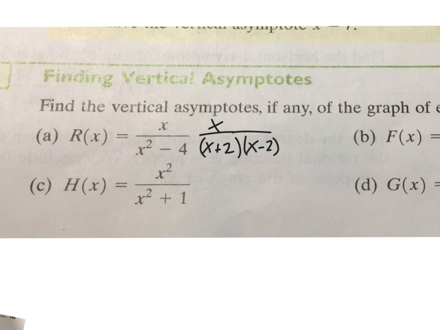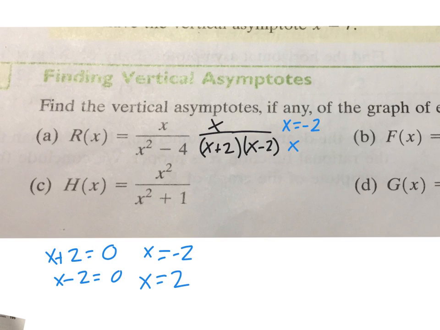Now, do I have any common factors? Anything that I can cross out, simplify? I do not. Okay, so that means there are not any holes. So that means where the denominator is undefined, where the denominator goes to 0, those are going to be vertical asymptotes. So I have vertical asymptotes where x plus 2 equals 0 and where x minus 2 equals 0. So at x equals negative 2 and x equals positive 2, I have vertical asymptotes. So my answer here would be at negative 2 and at positive 2.